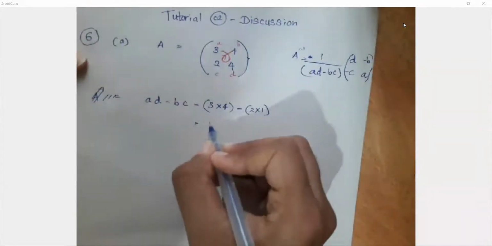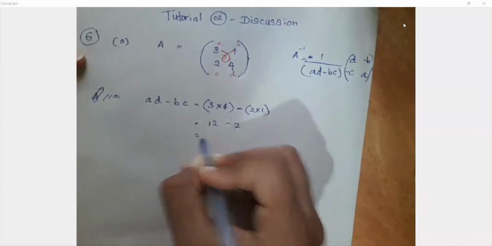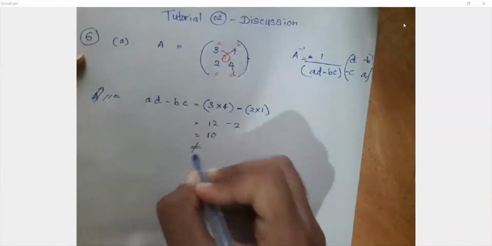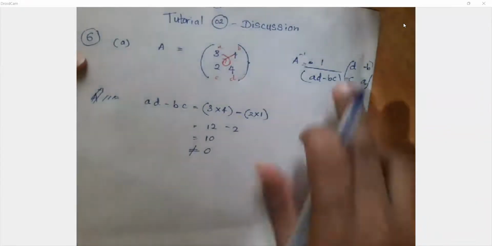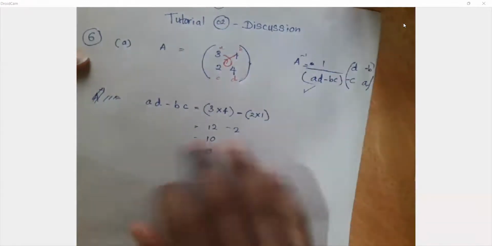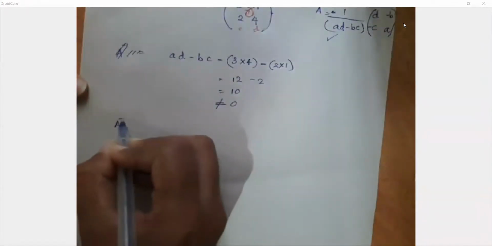Now what is 3 into 4? 12 minus 2, it is 10. This does not equal 0. So we can do this one. Now this we can apply. Then we shall find A inverse.